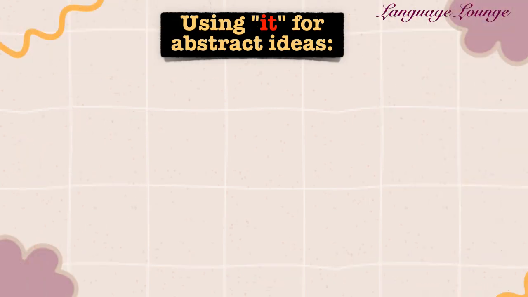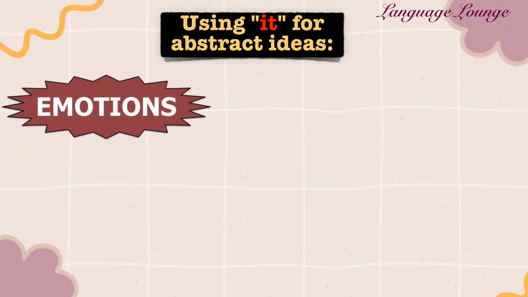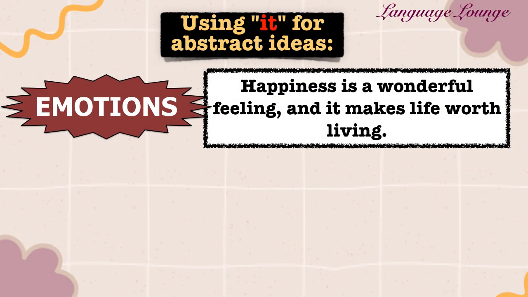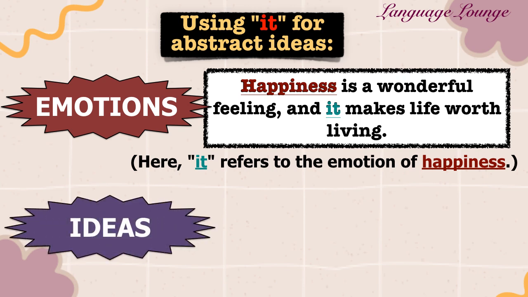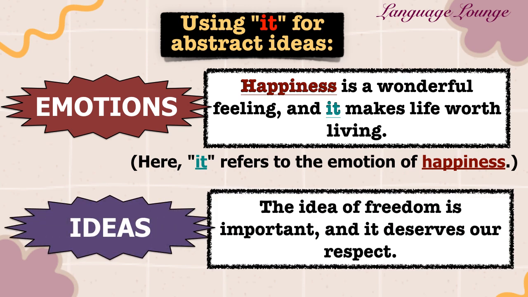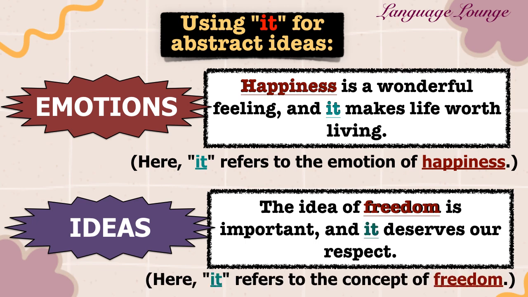Using it for abstract ideas. Emotions: Happiness is a wonderful feeling and it makes life worth living. Here, it stands for happiness, an emotion. Ideas: The idea of freedom is important and it deserves our respect. In this case, it refers to freedom, an abstract concept.